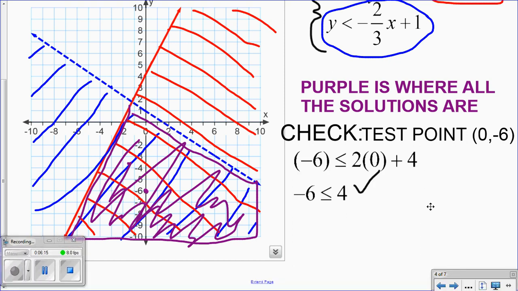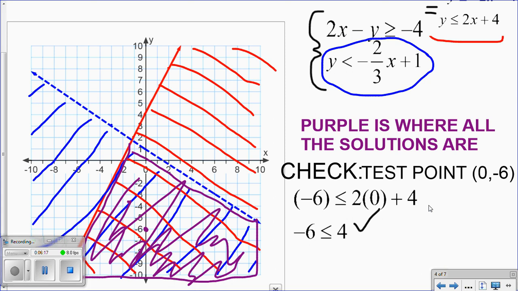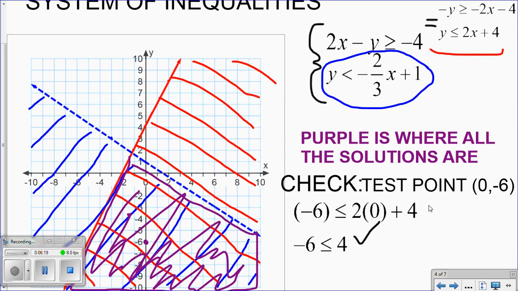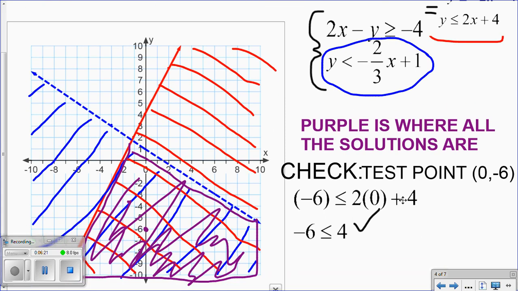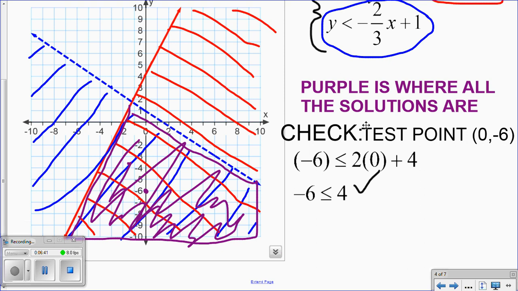So first one, you can plug it into the one you found, but it's better if you plug it into the original, because then you can tell if it's not right. Your mistake might be that you just converted it wrong to slope-intercept form, but I didn't do that, so whatever. So I plug it in. I get -6 is less than or equal to 4, which is true, so yay, it works for that one.